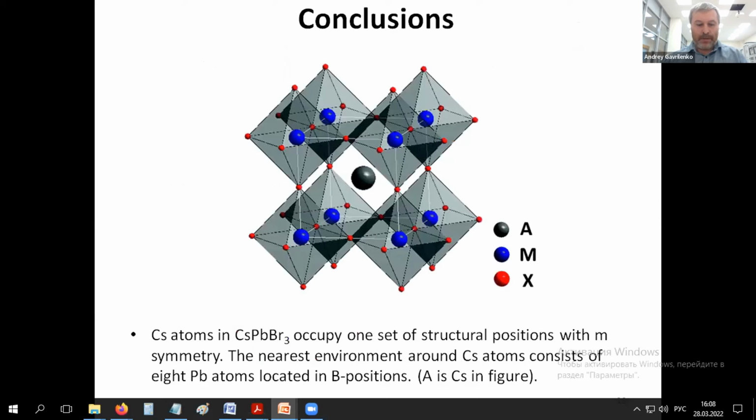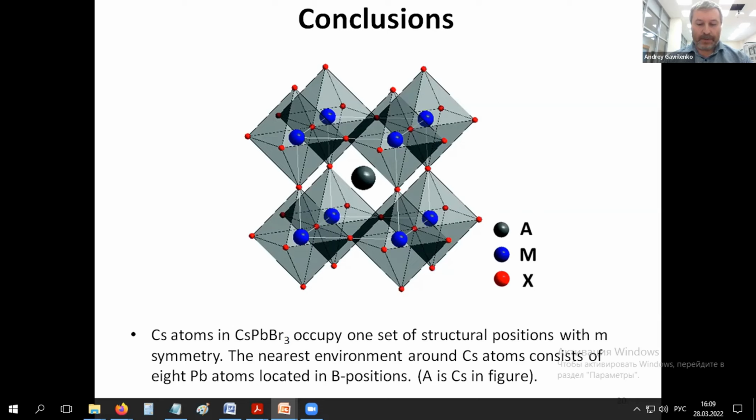Conclusions. Cesium atoms in CsPbBr3 occupy one set of structural positions with cubic symmetry. The nearest environment around cesium atoms consists of 8 lead atoms located in the corner positions. In this case, the obtained cesium NMR spectrum fully corresponds to such a structure and has a chemical shift equal to 170 ppm with a width of 250 Hz.